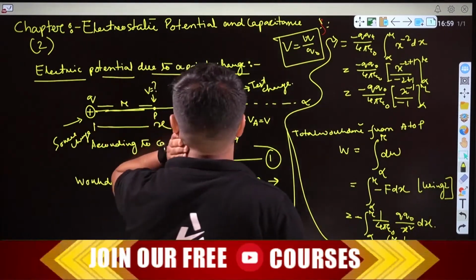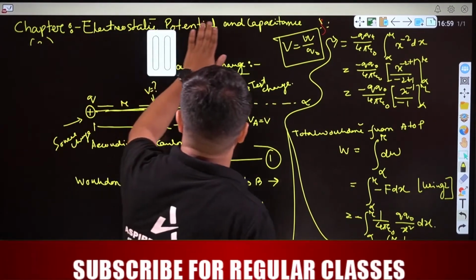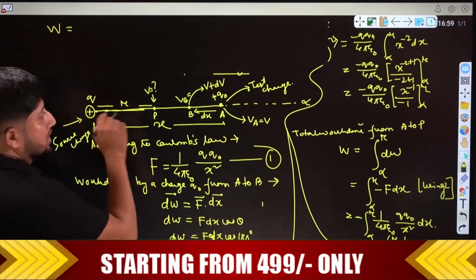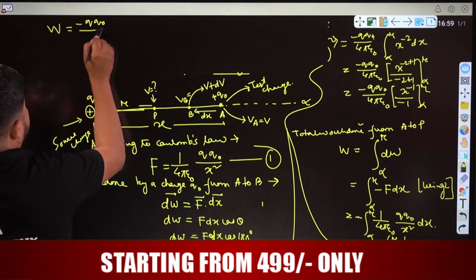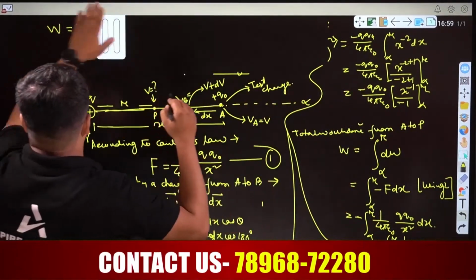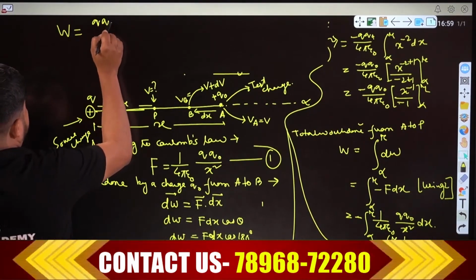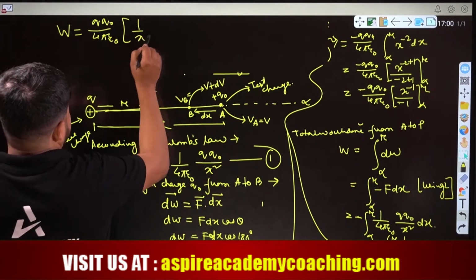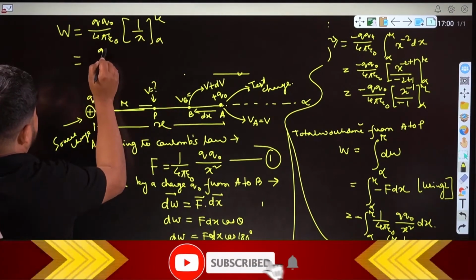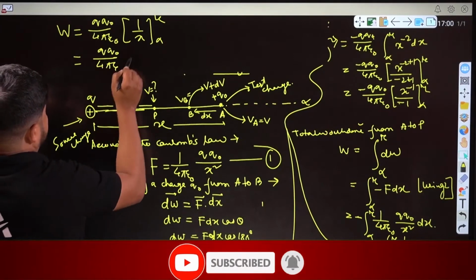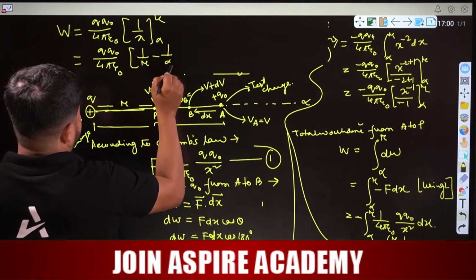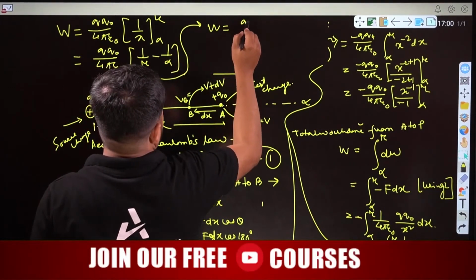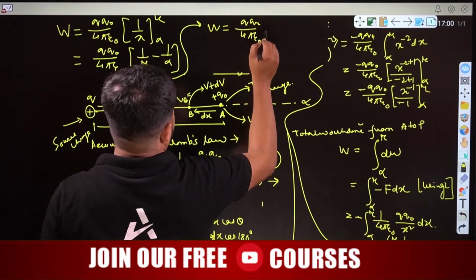So now after that, work done is equal to minus q naught by 4 pi epsilon naught. This minus and this minus give plus. So plus q naught by 4 pi epsilon naught times 1 by x, from infinity to r. After that you have to place q naught by 4 pi epsilon naught. Upper limit 1 by r minus lower limit 1 by infinity. 1 by infinity means 0. So work done is q naught by 4 pi epsilon naught times 1 by r.